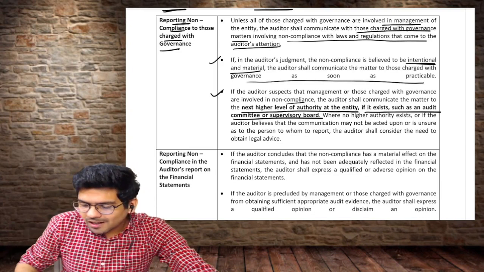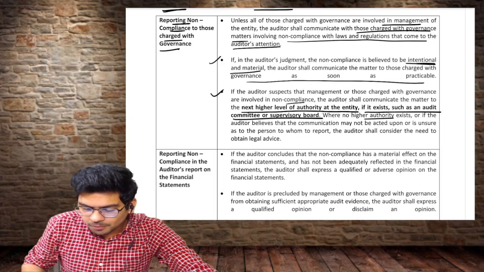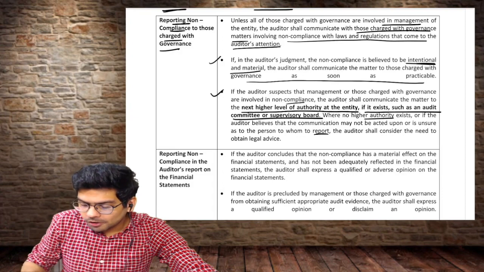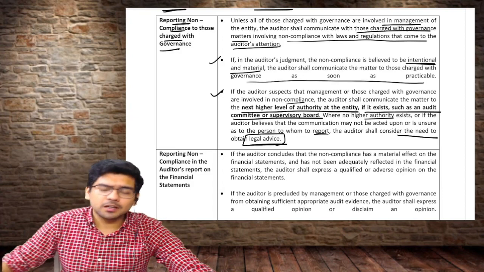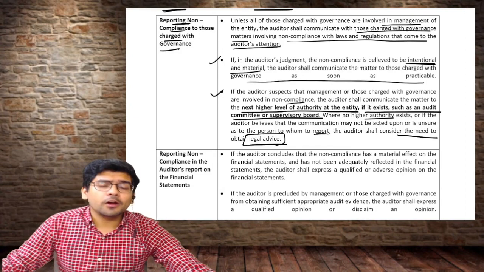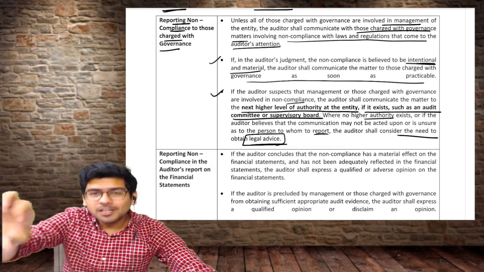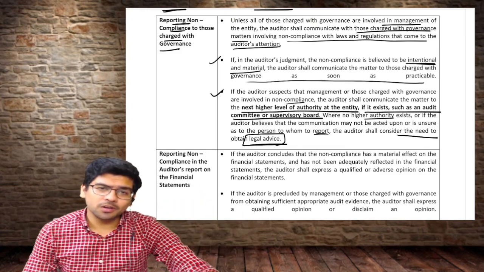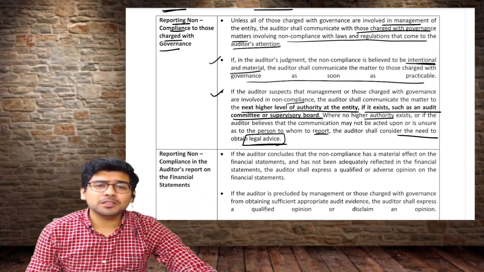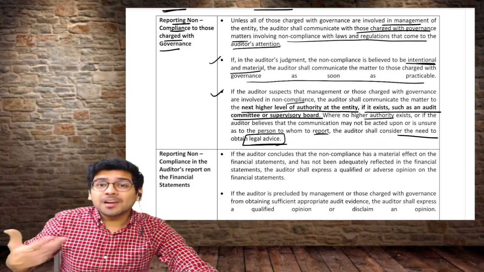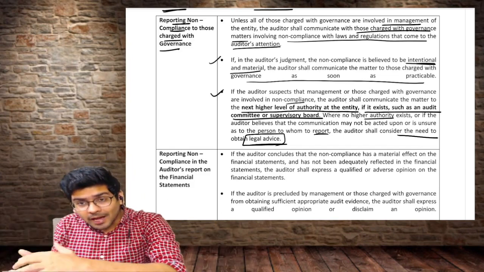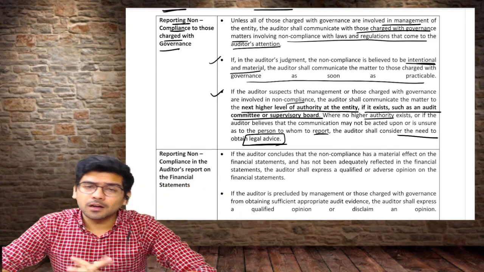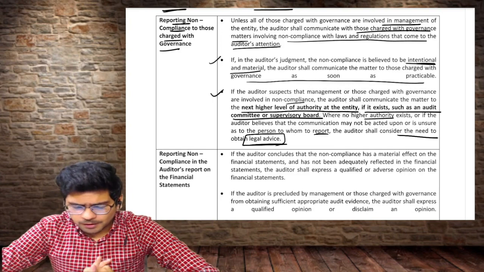And where no higher authority exists, or if the auditor believes that the communication may not be acted upon or is unsure whom to report to, the auditor shall again obtain legal advice. He shall talk to his own lawyer or advocate, because they are the experts in laws. As an auditor, we are not experts in all the different laws. We are only experts in auditing and accounting. So when a violation of other laws happens, what has to be done, what can be the consequences, and whether the consequences will have an effect on the financials, all these things we might have to discuss with the external legal advisor. So we can approach him.